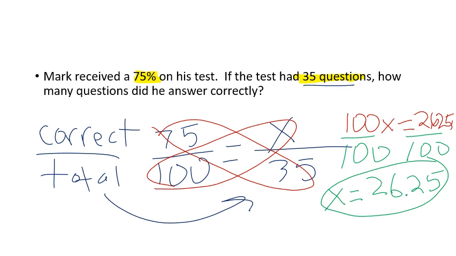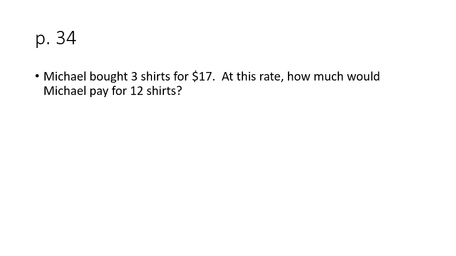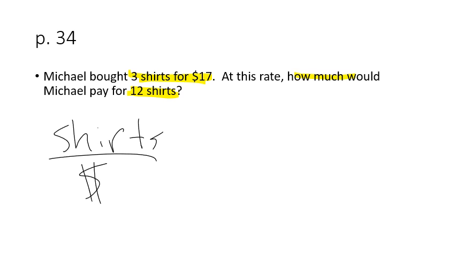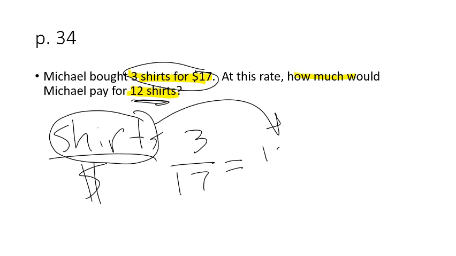All right, let's go to our next examples, page 34. And this problem says Michael bought 3 shirts for $17. At this rate, how much would he pay for 12 shirts? So let's start out once again with the two things we're comparing. We're comparing shirts with dollars. So the original ratio in the problem, we said 3 shirts with $17. At that rate, how much would he pay for 12 shirts? So the 12, is that the numerator or the denominator? You see shirts is on top, so in this case the 12 is going to be our numerator, and we're going to use a variable for our denominator.